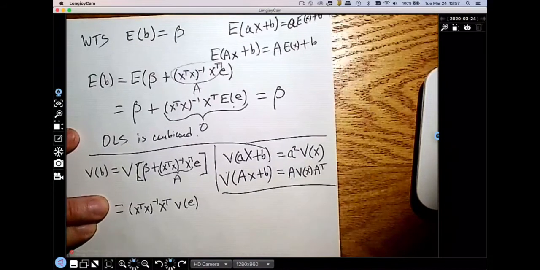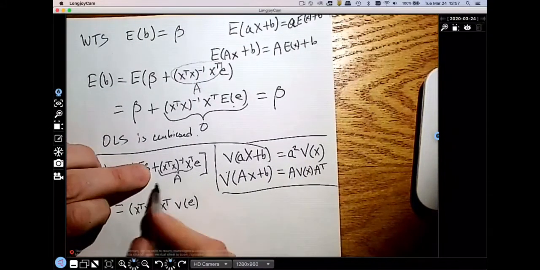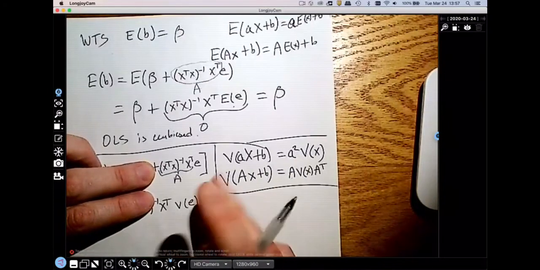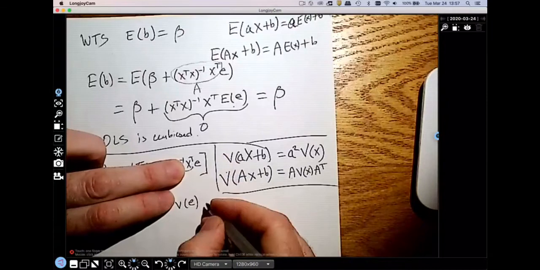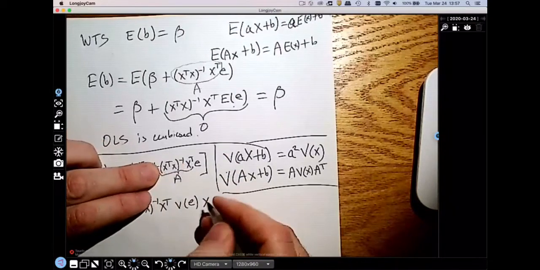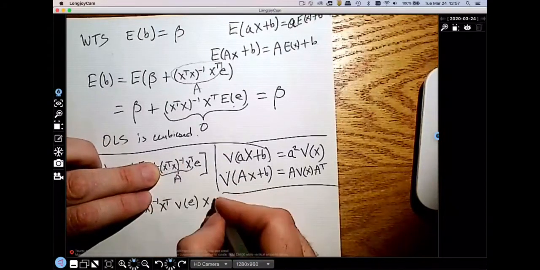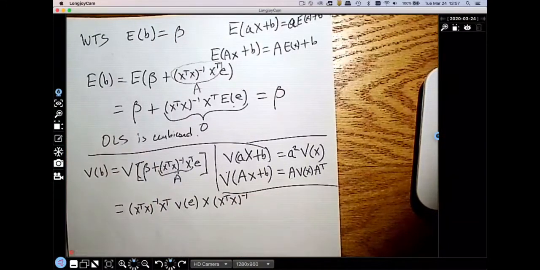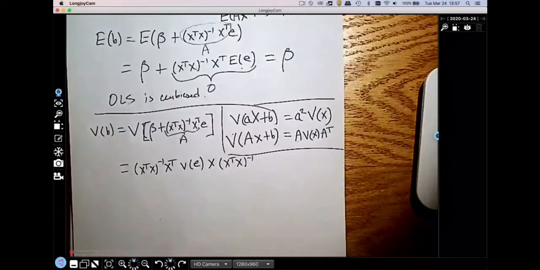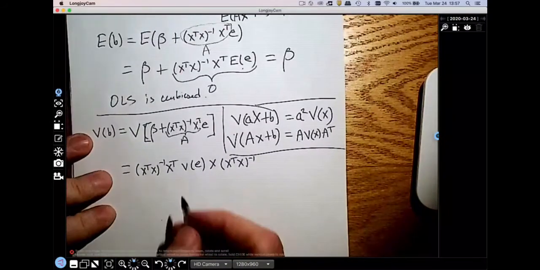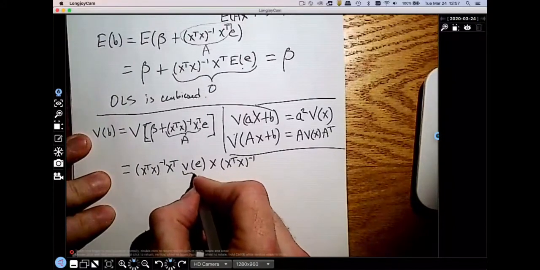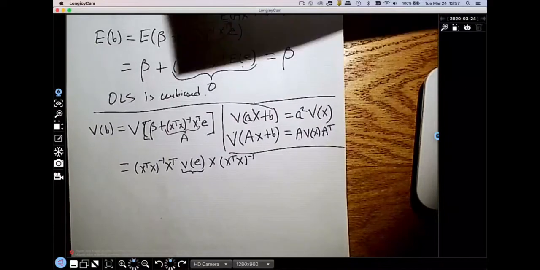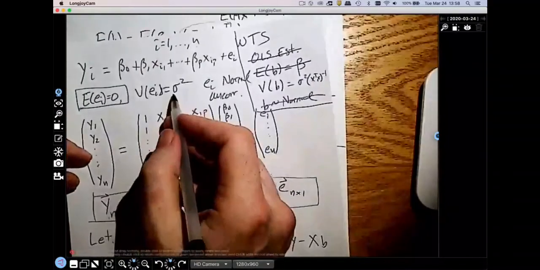times A transpose. So when we transpose this thing like we did before, we have to permute the order so that X transpose becomes an X. Notice that this is a symmetric matrix, so this is just X transpose X inverse. Since it's symmetric, the transpose is equal to itself. Well, what is the variance of E? So the variance of E, if we go way back to the beginning, was just sigma squared.